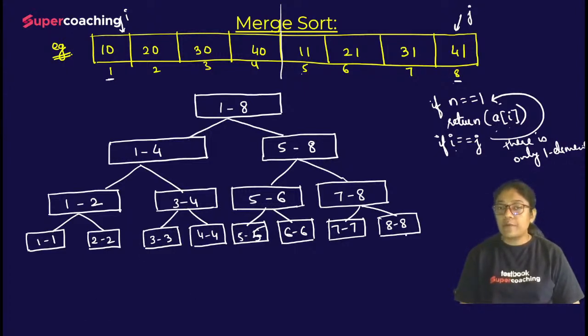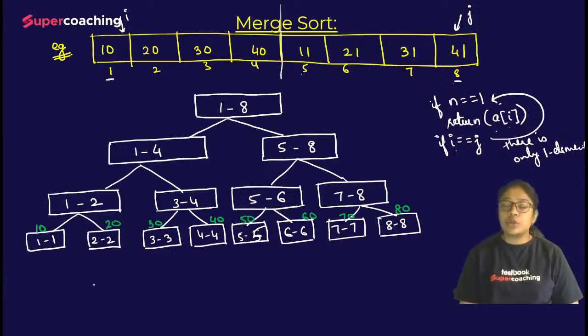Now, since we have reached the termination condition, it will start returning the values. At the index 1, we have 10. At the index 2, we have 20. At the index 3, we have 30. At the index 4, we have 40, 50, 60, 70, and 80. Individual element is sorted. Now after that, after getting the solution of the sub problems, third step in the divide and conquer is to merge the solutions.